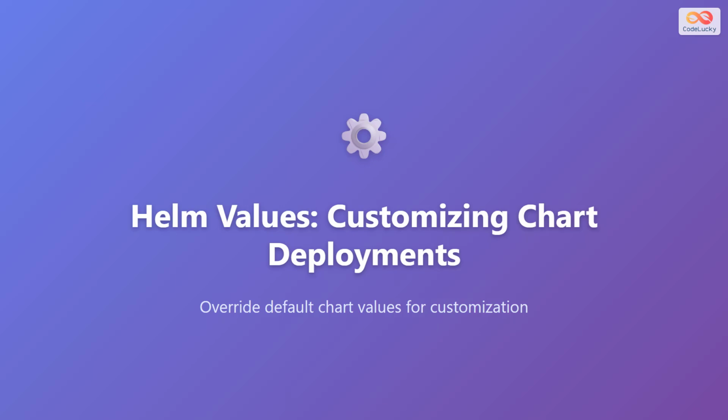Helm values provide a powerful way to customize chart deployments in Kubernetes. They allow you to configure applications without modifying the underlying templates. In this tutorial, you'll learn how to override default chart values to tailor deployments to your specific requirements, making your Kubernetes applications flexible and adaptable across different environments.